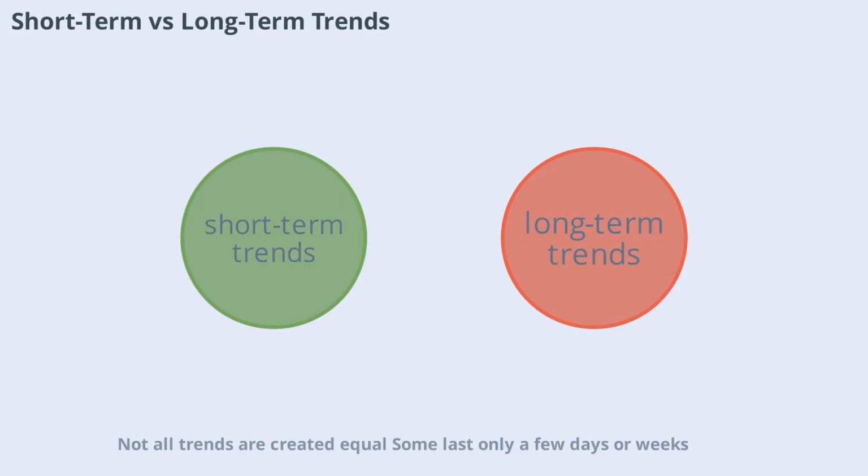Not all trends are created equal. Some last only a few days or weeks, while others can persist for months or even years. Short-term trends are often driven by news or events, while long-term trends reflect deeper economic shifts. Understanding the difference helps investors choose the right strategies for their goals. For example, day traders might focus on short-term trends, while long-term investors look for broader patterns that indicate sustained growth or decline.